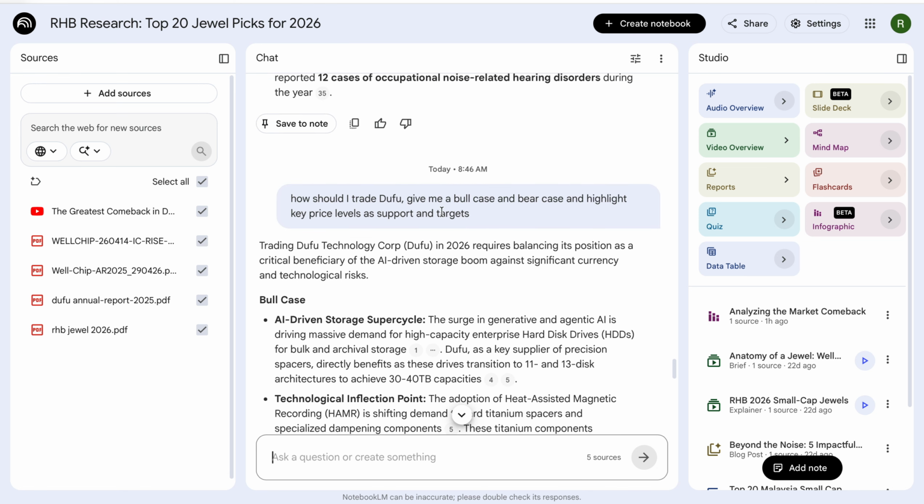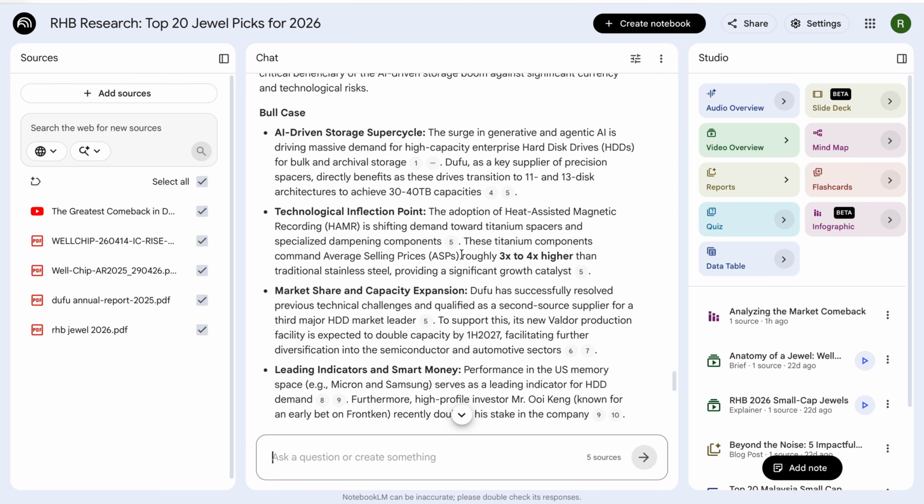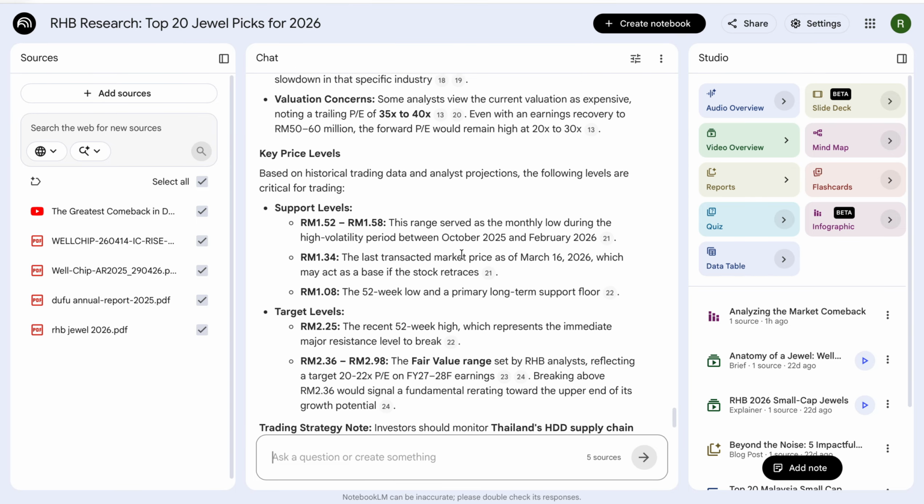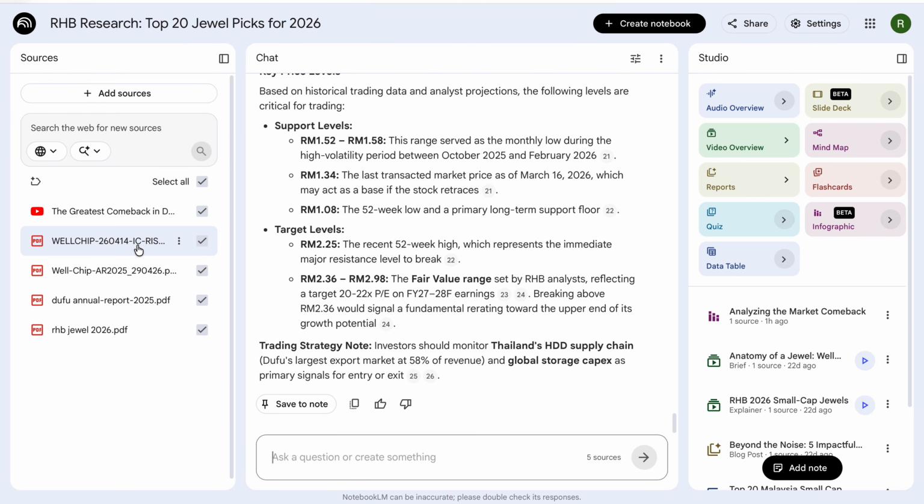Give me a bull case and bear case, highlight key price levels as supports and targets. So this is what they gave me: the bull case, the bear case, key price levels. The result here is based on all this information that I've asked it to refer to.